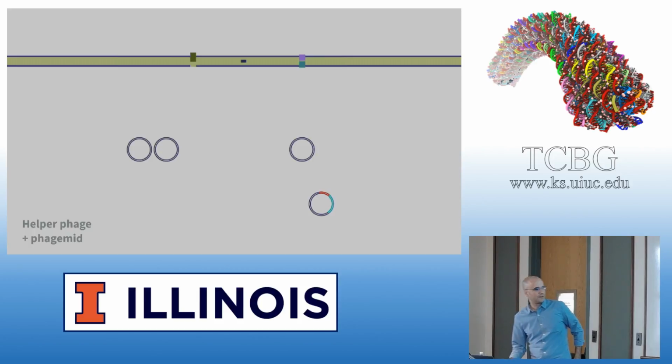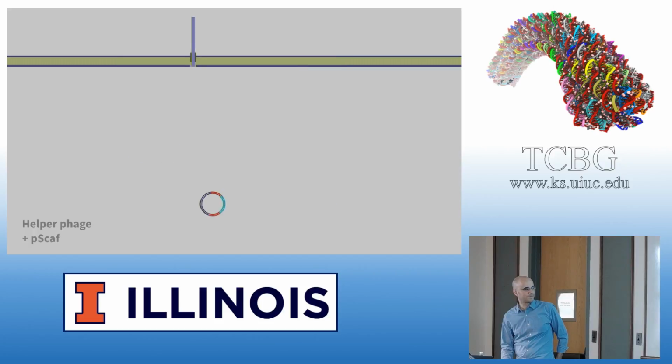So the problem with this is basically this region here is fixed sequence. So the blue region is the custom, but you're still stuck with almost 3,000 bases of non-custom sequence.